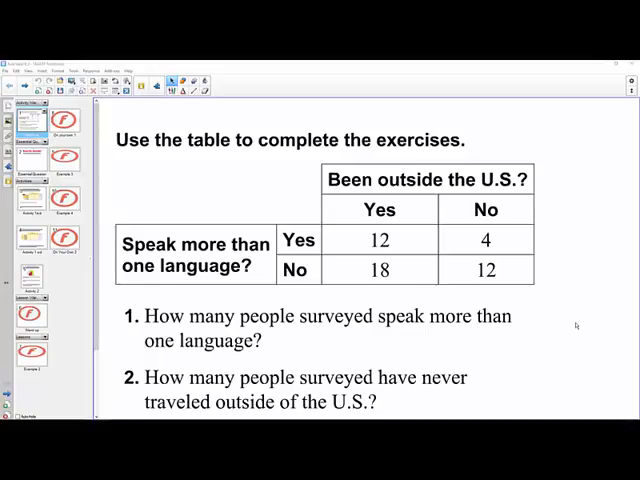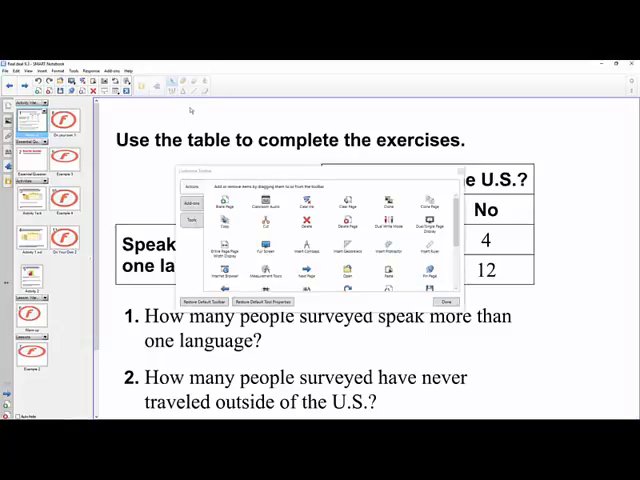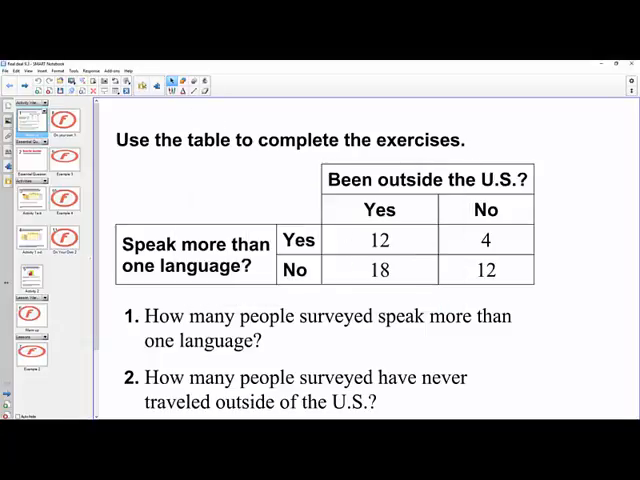All right, so this video will focus on two-way tables for 9.3. And the very first thing I have to do is go through and figure everything out. So let me do that. I go through and just add these up. So this is 16. This here is 30. This here is 16. This here is 30. 30 plus 16 is 48 altogether.